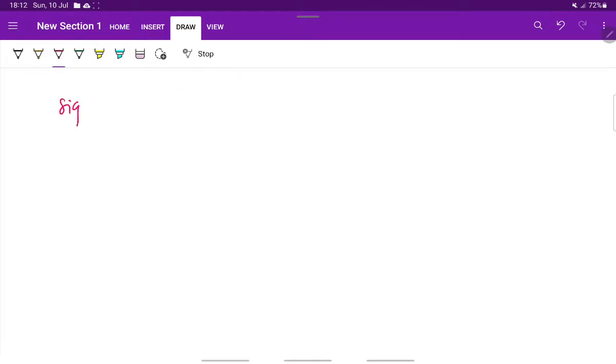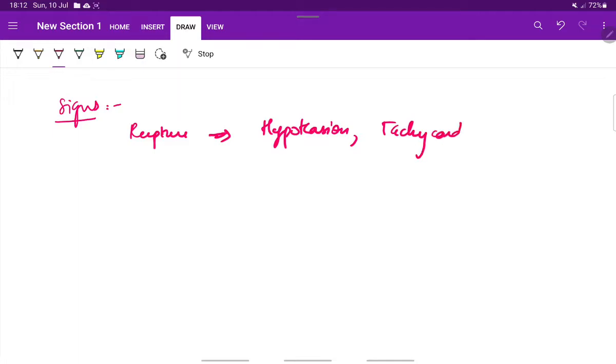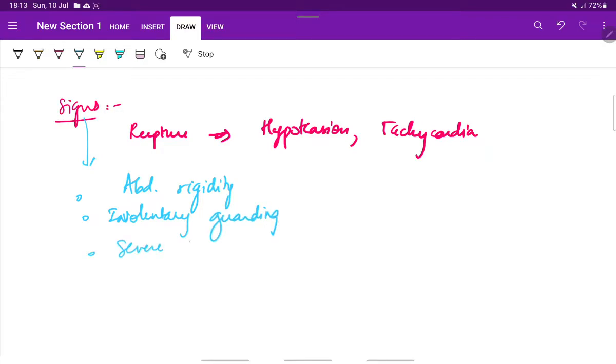Coming to the signs, if there is rupture of ectopic pregnancy, there will be signs of shock like hypotension and tachycardia because of profuse bleeding. And the signs which are suggestive of ectopic pregnancy include abdominal rigidity, there will be involuntary guarding, severe tenderness and evidence of hypovolemic shock, which include features like hypotension and tachycardia, cold clammy skin, etc.